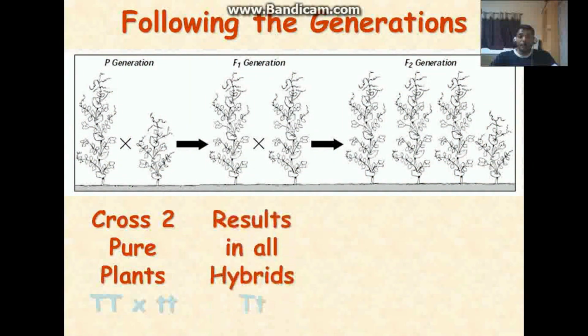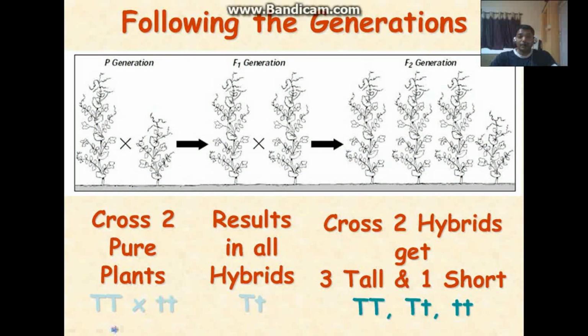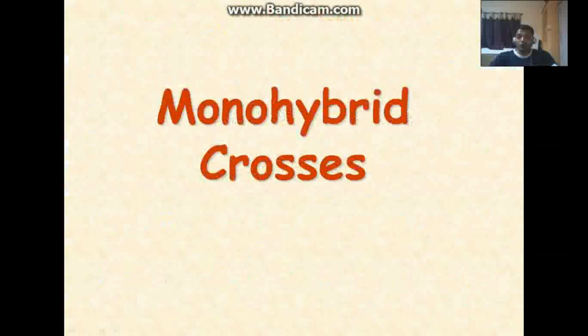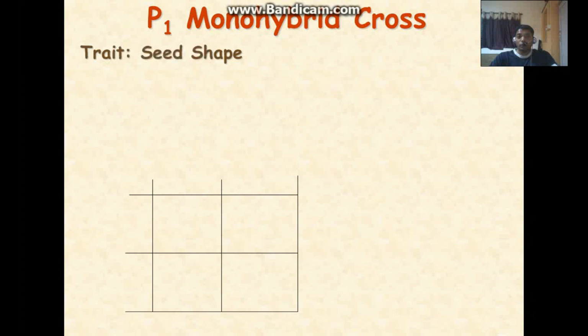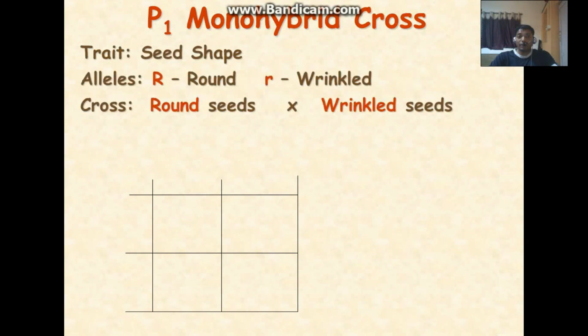So here we see the crosses that can take place. First is the pure plant cross, the dominant with the recessive, which produces hybrids. Then you get the F2 generation with all the characters, like 3 tall and 1 short. Now we'll look into the monohybrid cross. We'll take a single character, that is the seed shape, round and wrinkled.